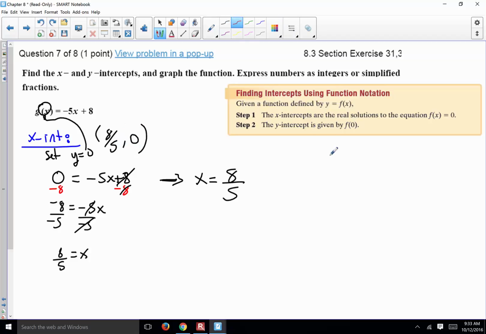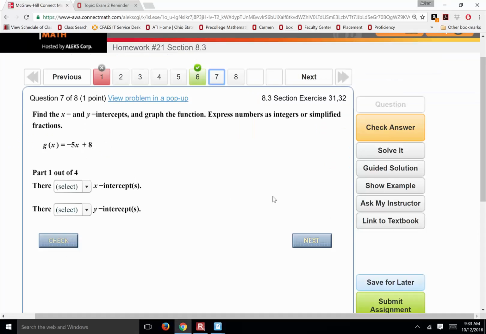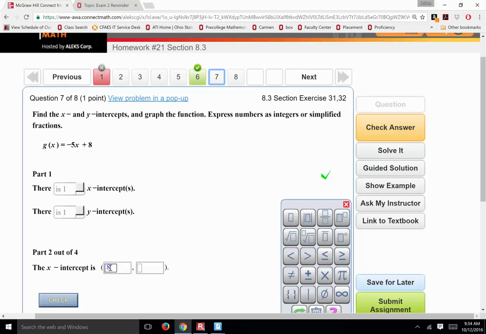How about y-intercept? Y-intercept is even easier than this. Set x into 0 in this function. Y, this is again y, alright? Y is -5 times 0 plus 8, which is 8. We're all done. One of each. X-intercept is 8/5, 0.